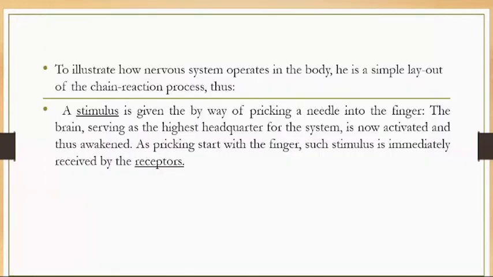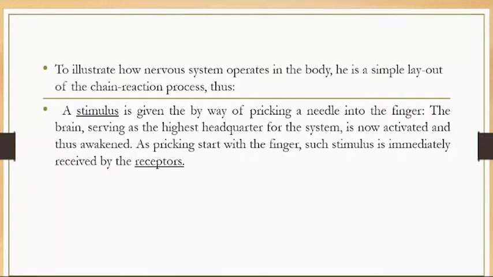Okay? To illustrate how the neuron system operates in the body, here is a simple layout of the chain reaction process. First, the stimulus is given by pricking a needle into the finger. Imagine when we prick our finger, the brain receives it. Before we feel hurt, the first one is the brain, serving as the highest quarter of the system. So remember, the brain is the highest, not the heart. It is activated and awakened. You wake up or get startled, because it is received by the brain.